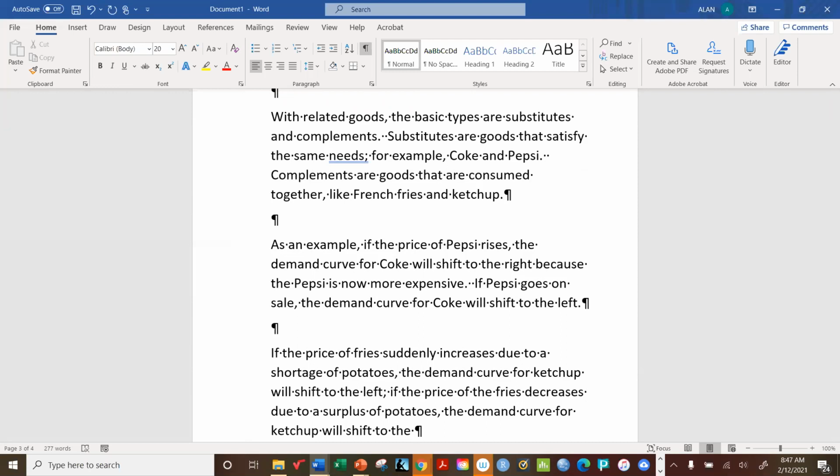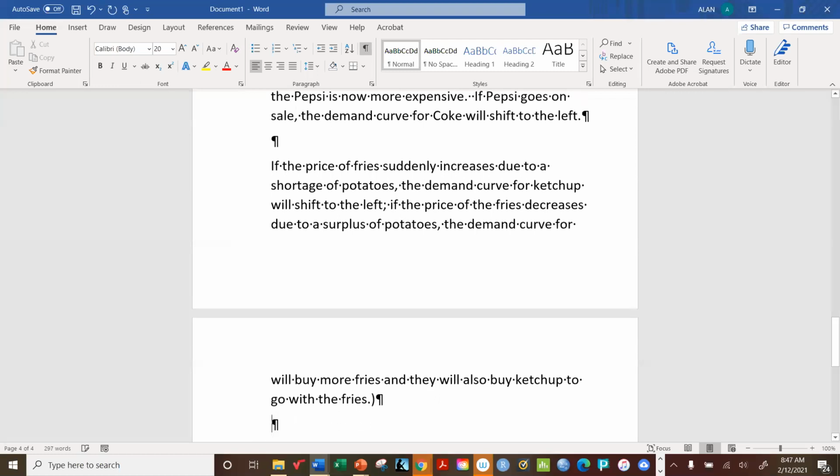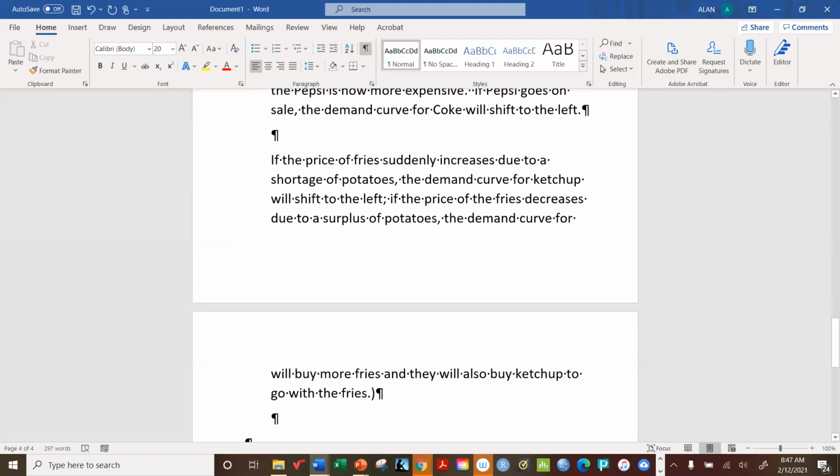Because the logic there is that people will buy more fries, and they will also buy more ketchup, to go with those fries. In other words, nothing happened to the conditions in the market for ketchup. It's because of the potatoes that the demand for ketchup is changing, because they're complements.